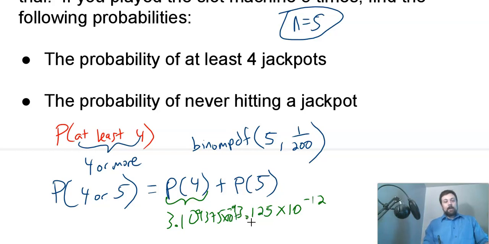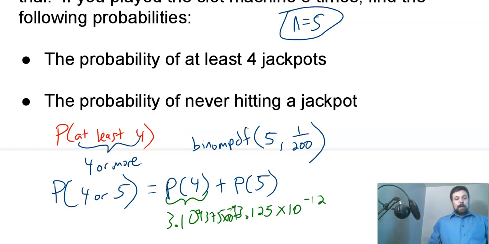And we want to add these together. I'm sorry the numbers kind of ran together there. But we want to add these probabilities together. So I'm going to type them into my calculator. 3.109375, I'll just keep all those decimal places, E to the negative 9 plus 3.125 E to the negative 12.